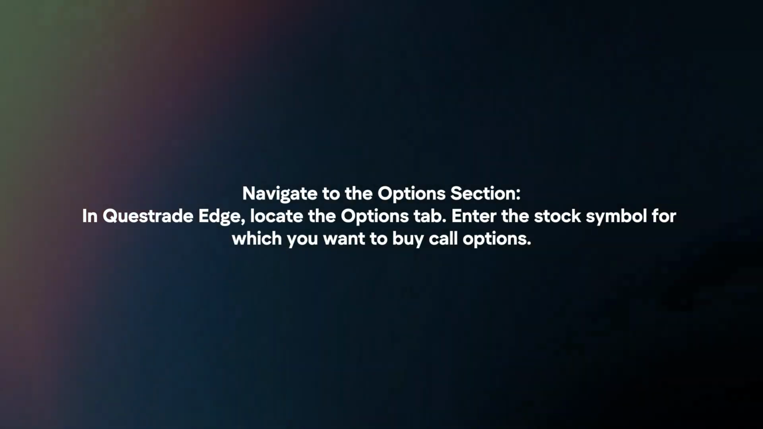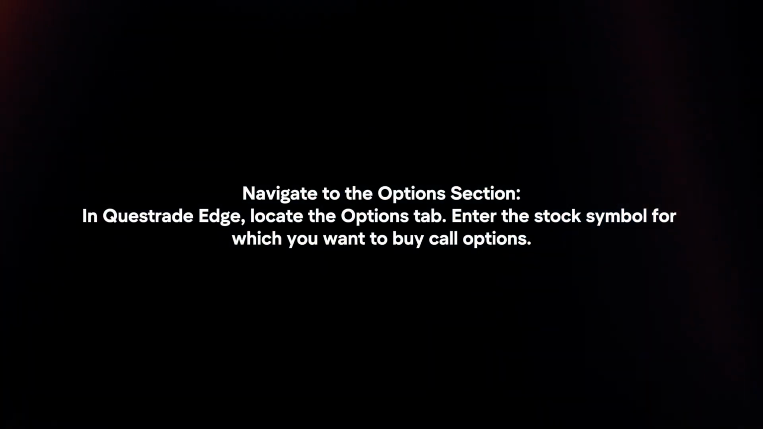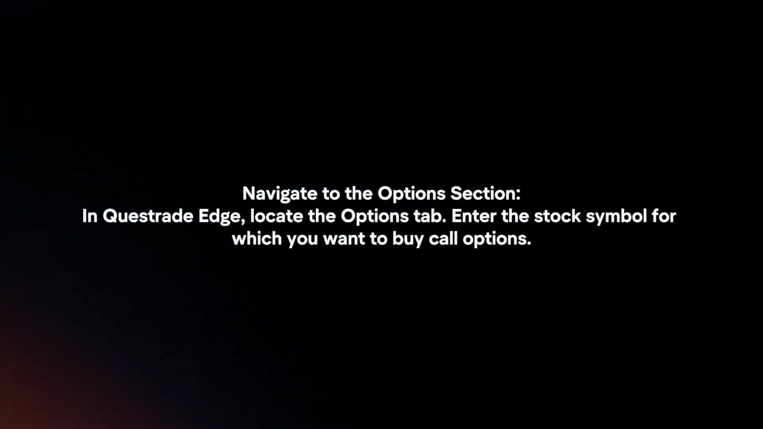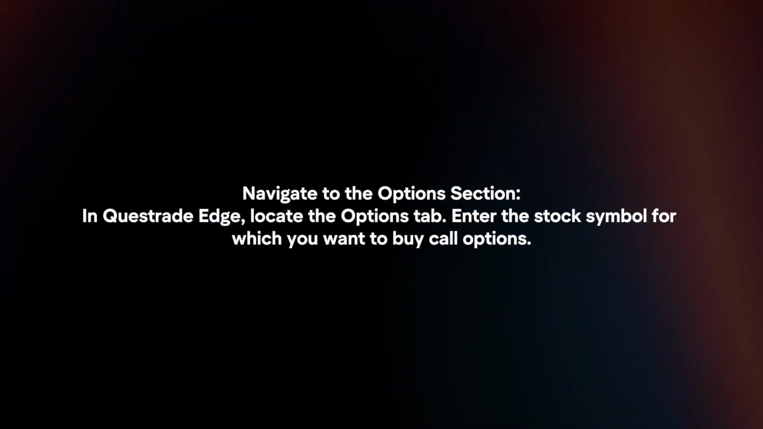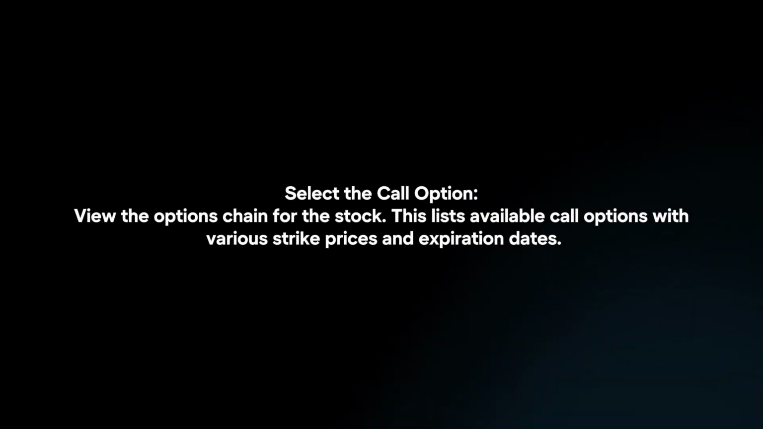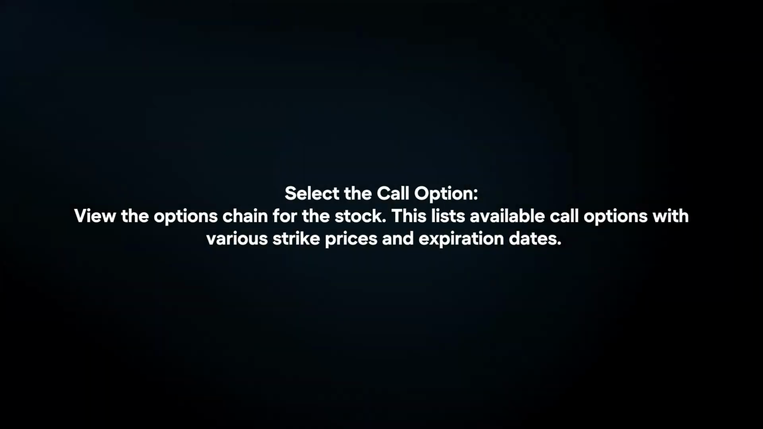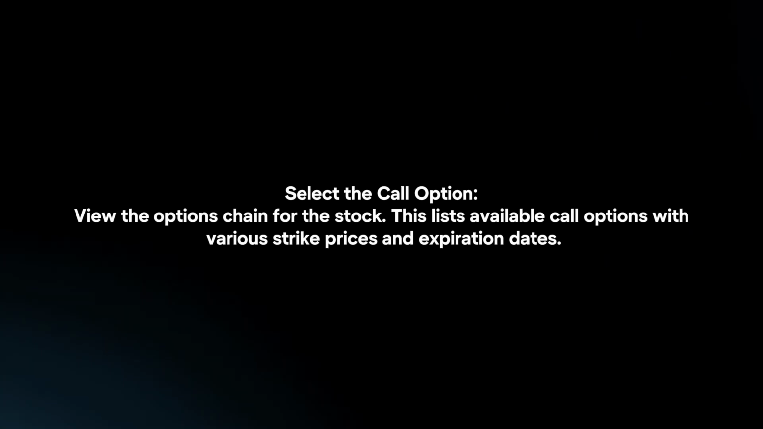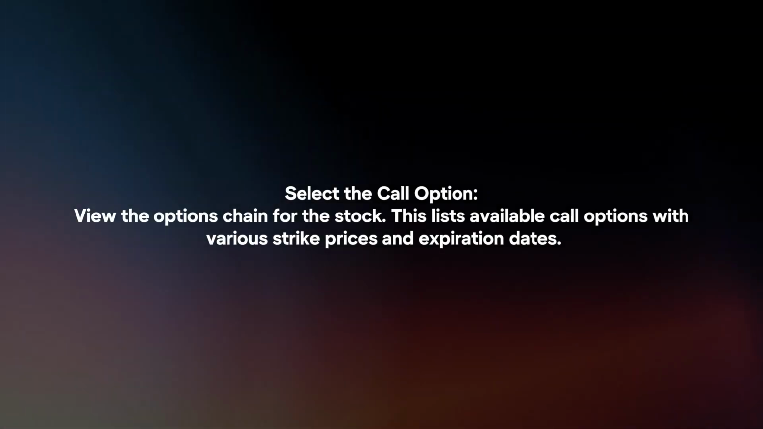Navigate to the Options section. In Questrade Edge, locate the Options tab. Enter the stock symbol for which you want to buy call options. Select the call option. View the options chain for the stock. This lists available call options with various strike prices and expiration dates.